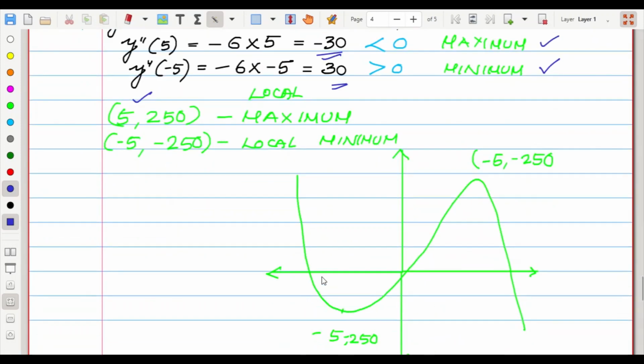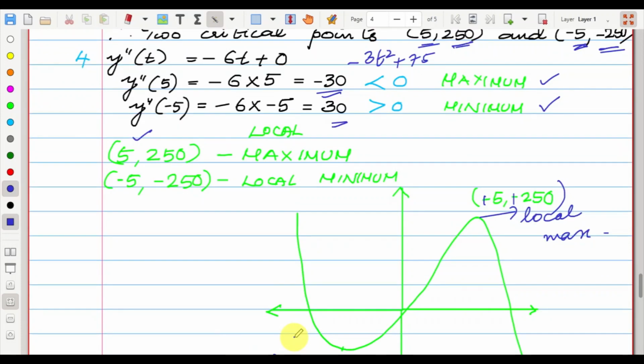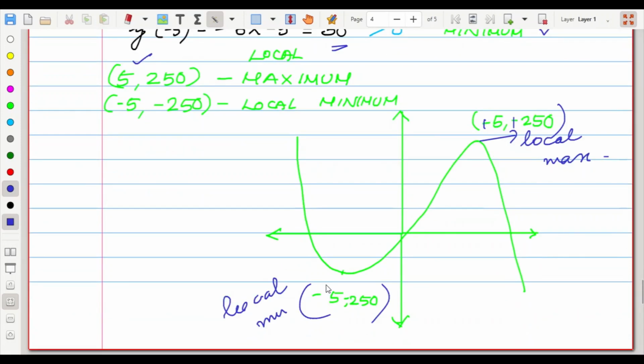So we have a local maxima. These are the points: this point is (5, 250) and this point is (minus 5, minus 250). This is the local maxima point and this one is the local minima point. We got here that minus 30 is a maximum, which means the point with 250 is the maximum.